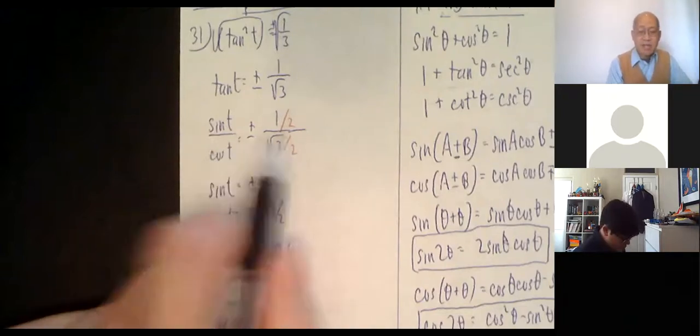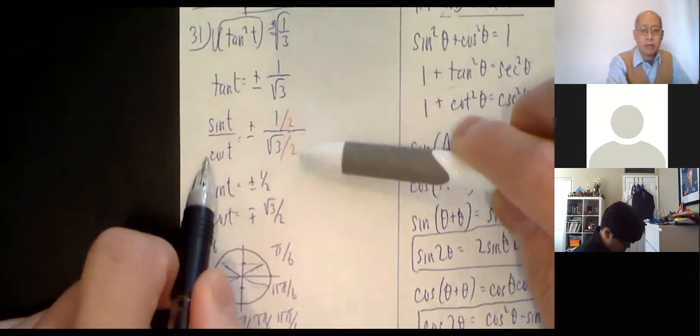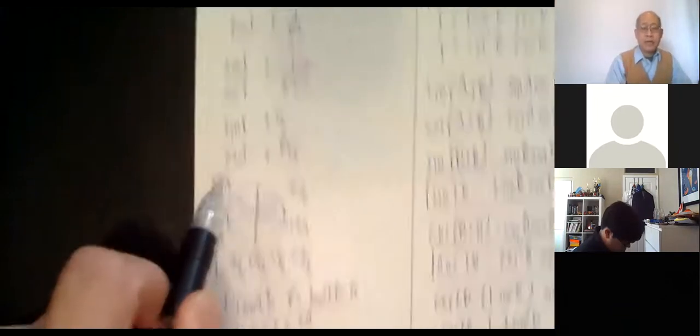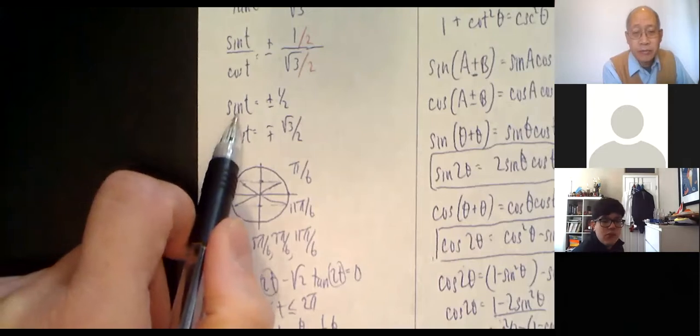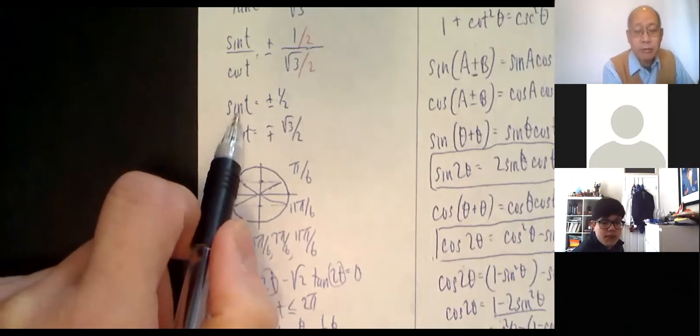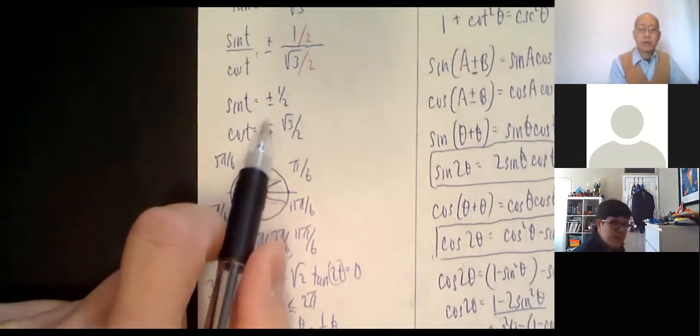So I got this fraction equaling this fraction. I just set the top equal to the top, the bottom equal to the bottom. Okay. And then on my unit circle, I go like this. Sine of t, that's y coordinate. Remember, cosine is for x, sine is for y. So I want the y coordinate to be either positive a half or negative a half.